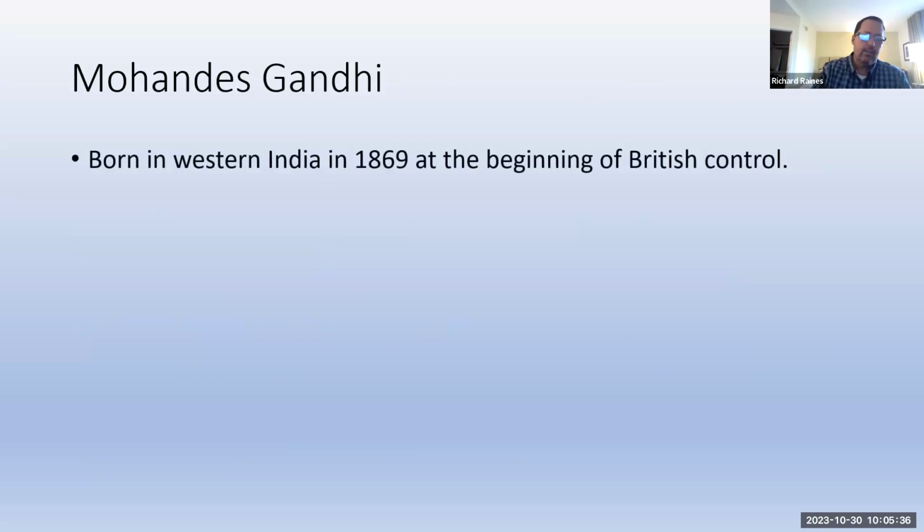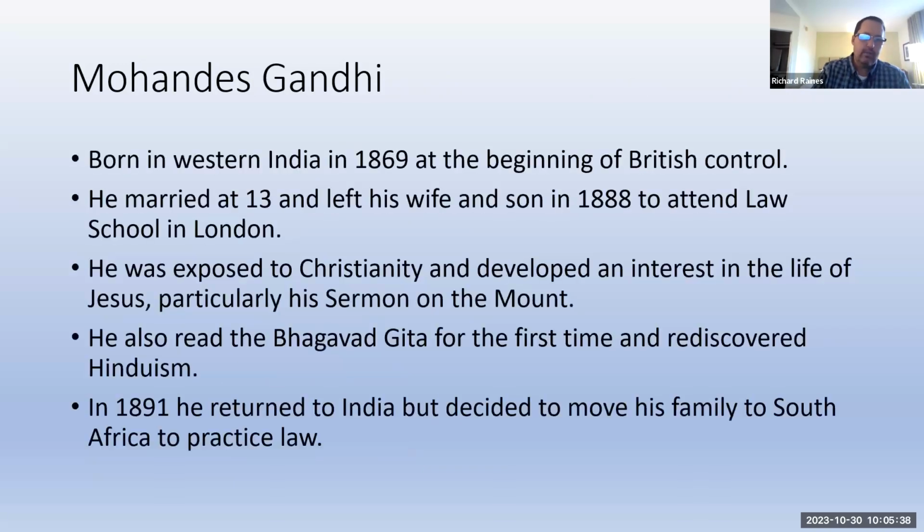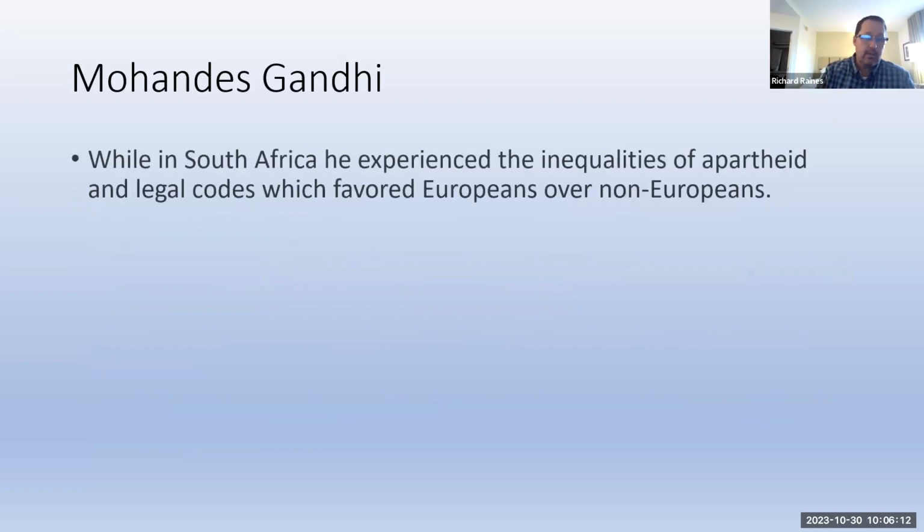Let's look at Gandhi. So you've probably at least heard the name Gandhi, born in the 1800s when the British controlled India. Went to school in London, became a fan of Jesus and the Sermon on the Mount, but didn't convert to Christianity. Read the Bhagavad Gita, which is an important religious work among Hindus. Read it for the first time, rediscovered Hinduism, and then in 1891 moves to South Africa to practice law.